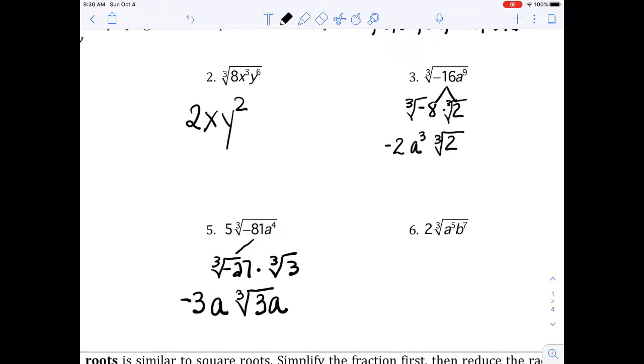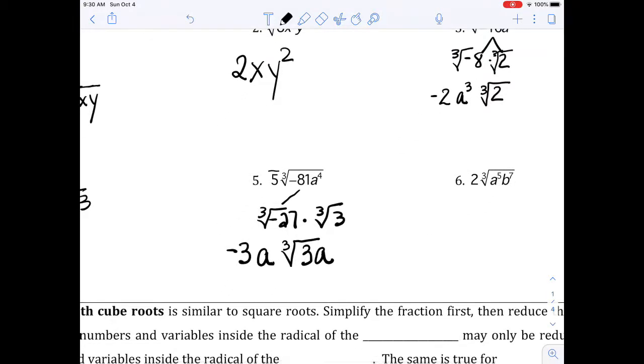All right, for the last one, we don't have a number inside, we just have variables with exponents. Ooh, you know what I forgot to do on number 5? I forgot that there was a 5 out front. So let me circle back to that. That 5 has to multiply that negative 3 that came out. So the final answer would be negative 15a cube root 3a.